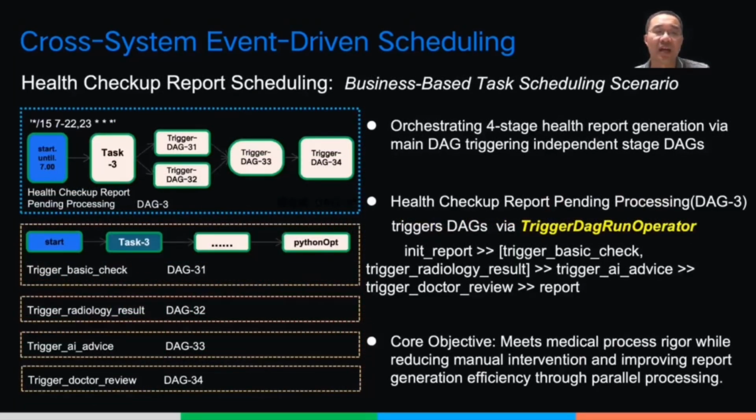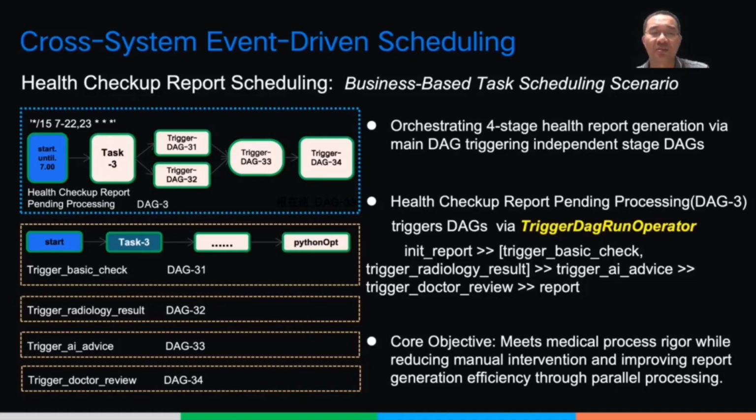Now, let's dive into our second case study, health checkup report scheduling. This is another prime example of how we handle business critical task scheduling. Generating a final health report is actually quite a complex journey. It involves multiple systems working together, and it typically goes through 4 main stages.